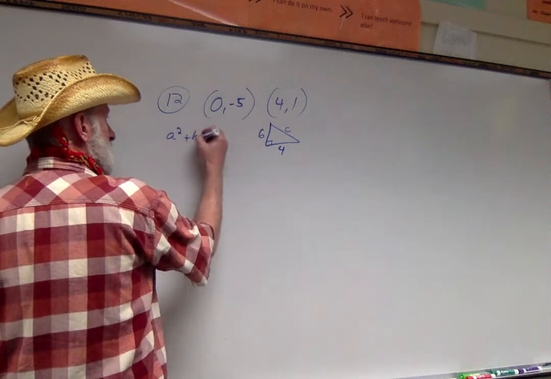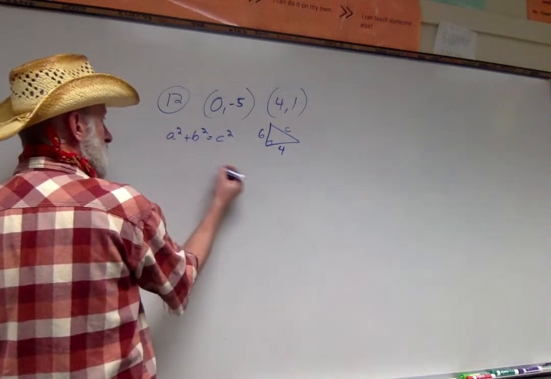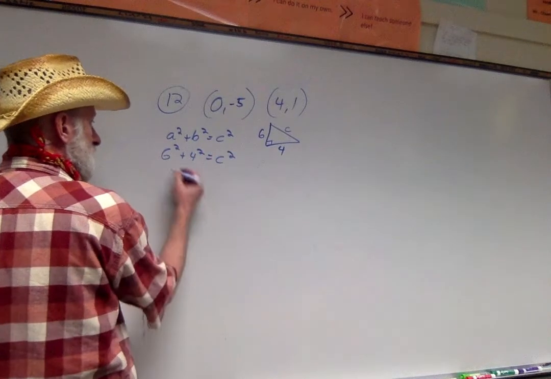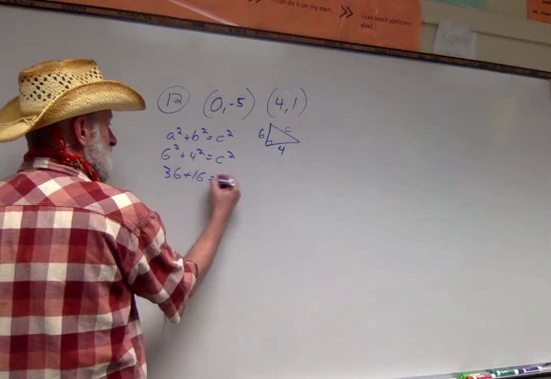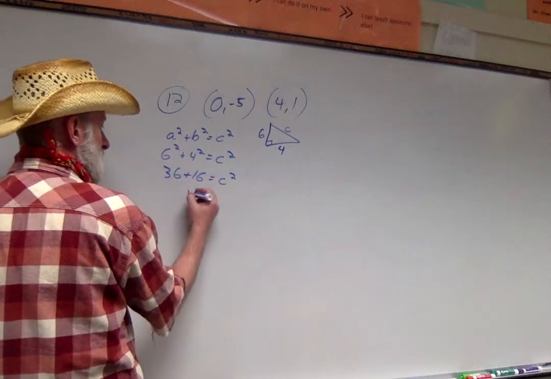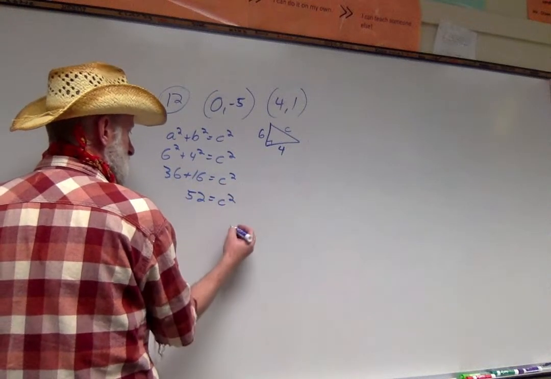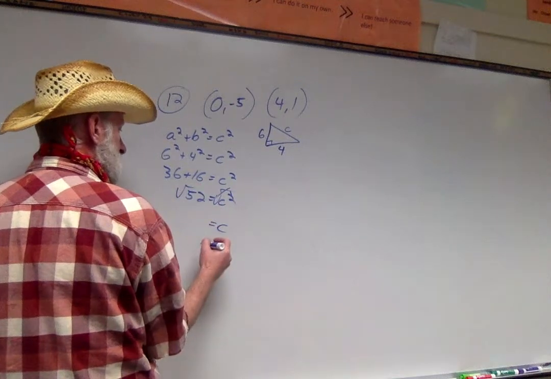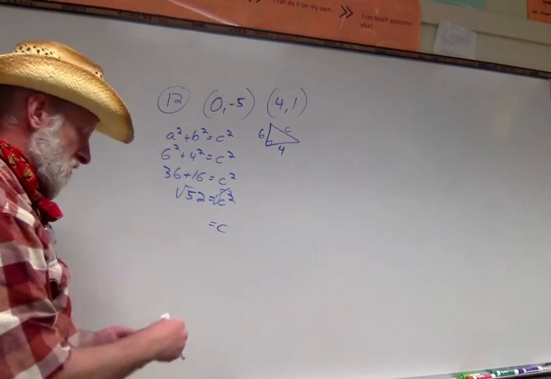So a squared plus b squared is going to give me that c squared. 6 squared plus 4 squared equals c squared. 36 plus 16 equals c squared. What's that going to be? 52 equals c squared? Well, if I take the square root of both sides, I should find my value for c, which should be the square root of 52.